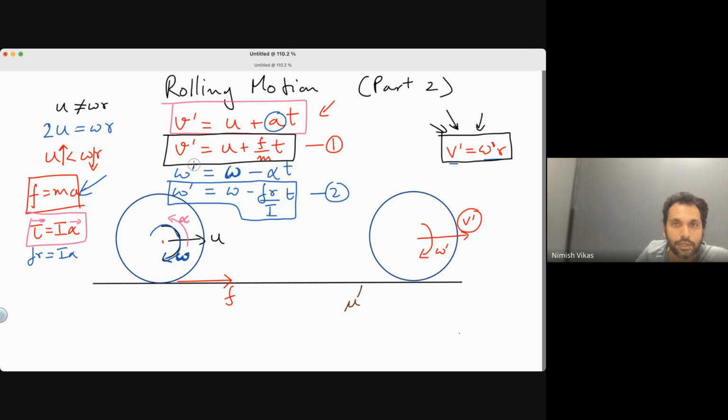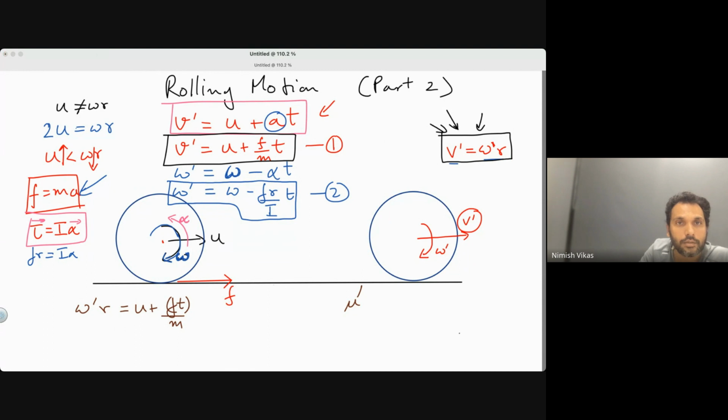And very fortunately, F and T both are appearing together. So see how I write it. The first equation I write as V dash, omega dash R is equal to U plus Ft as a single variable by M. And the second equation I'll write as this one. This is the second equation.